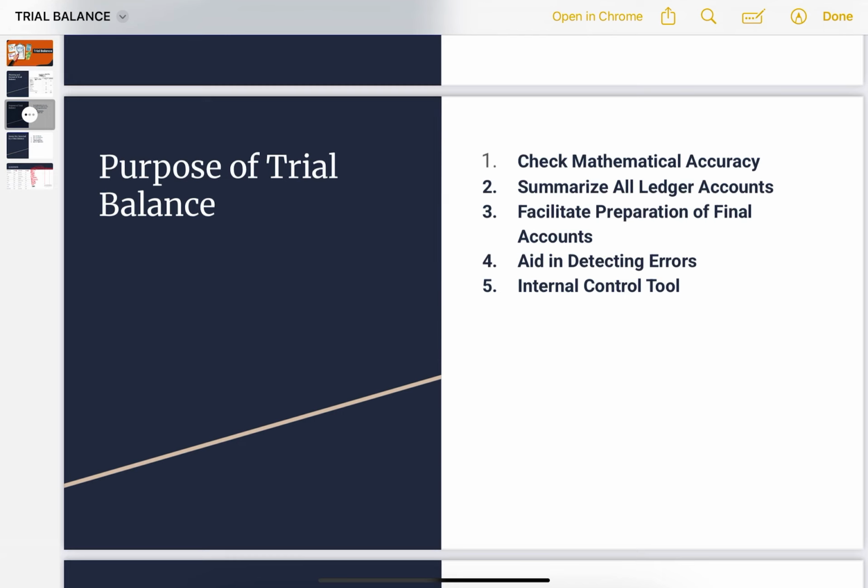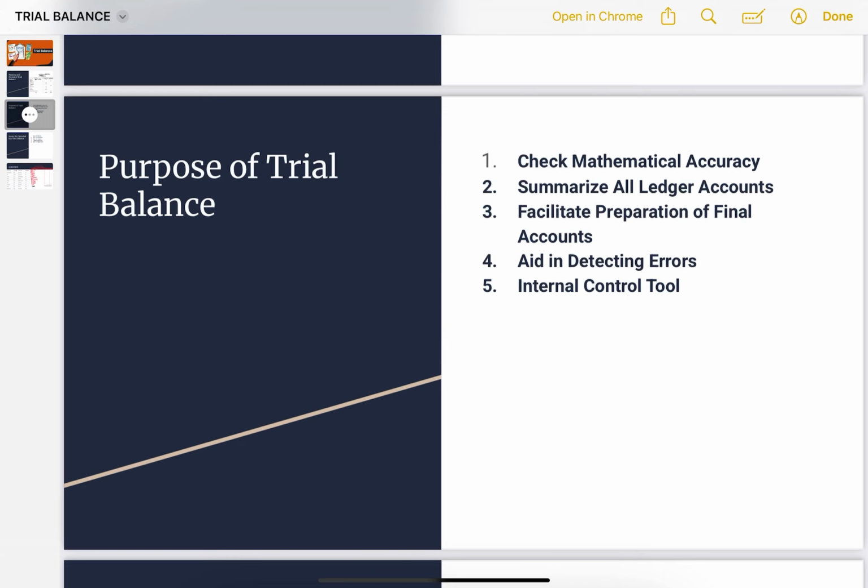Thirdly, it facilitates preparation of final accounts. The trial balance acts as a base document to prepare the trading account, profit and loss account, and balance sheet. It also saves our time and ensures that all necessary balances are available.